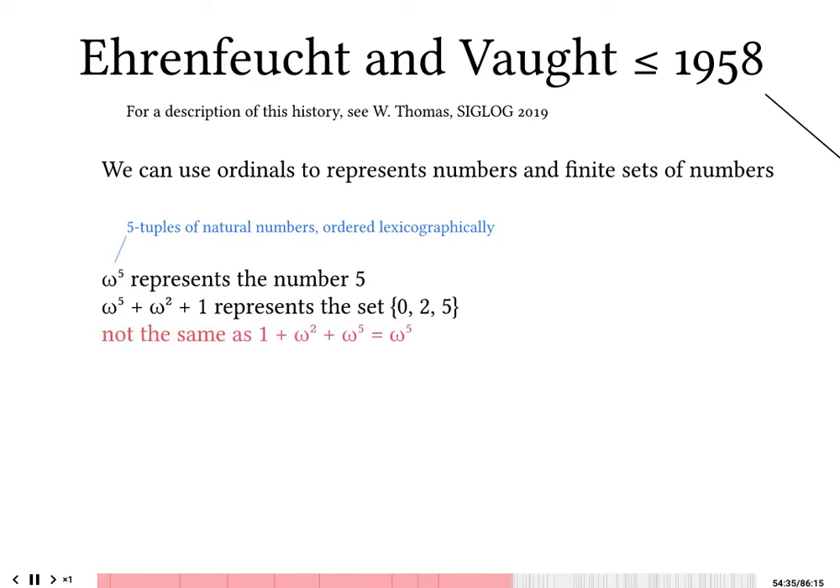In case you're not familiar with ordinal addition, you have to be careful, because ordinal addition is not commutative. If you add ordinals in the wrong way, then the bigger ordinals eat up the smaller ones. So you have to be careful about the order in which you write them.